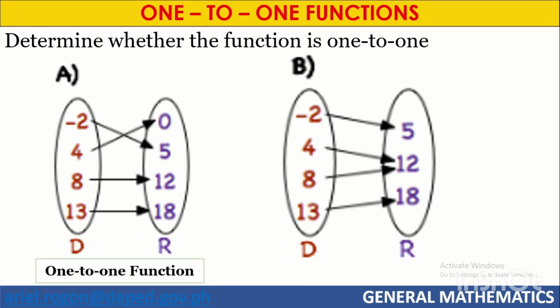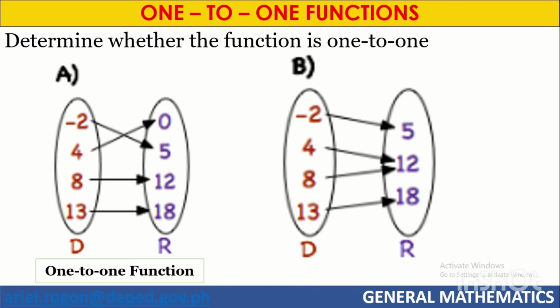Next, in the mapping diagram for letter B, we have the domain -2, 4, 8, 13. And the range, we have 5, 12, 18. Pansinin natin that your 4 and 8, so you're paired with only one y value.